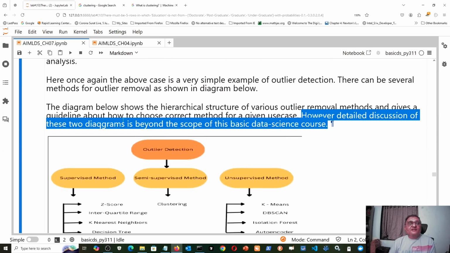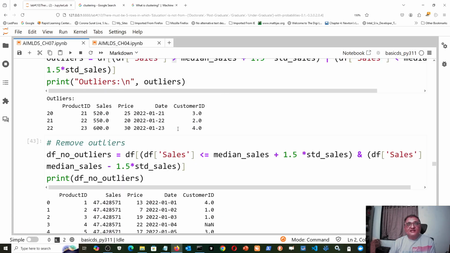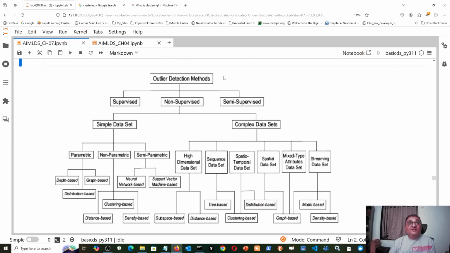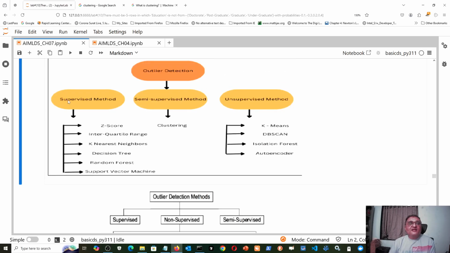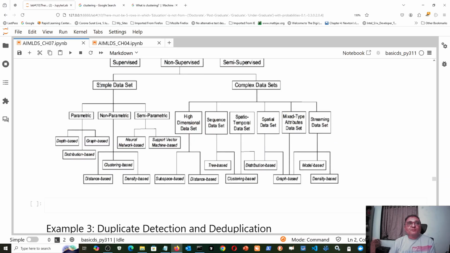Okay. These are some outlier detection methods, more advanced than simply 1.5 times standard deviation more than the median, or 1.5 times standard deviation less than the median. This is also a similar diagram. Basic categories are still the same: supervised, semi-supervised, unsupervised. But then the strategies are different. If it is a simple data set, then use a parametric method. Now don't bother what parametric methods are. We are going to cover this many parametric methods. Then, if not, either parametric or non-parametric or semi-parametric.